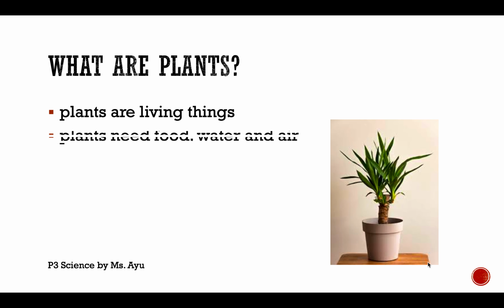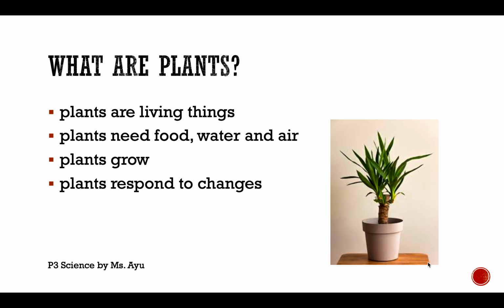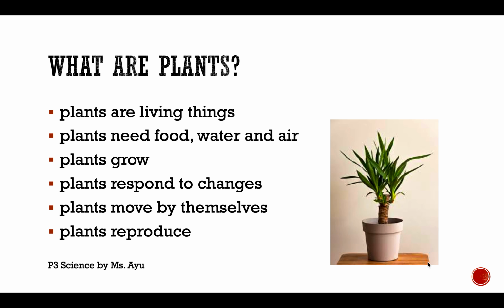Plants are living things. Of course, plants need food, water, and air to stay alive. And then plants grow. Plants also respond to changes, although they cannot respond to changes instantly. But still, plants respond to changes. Plants move by themselves. And plants also reproduce. One more thing that you need to know is that plants can make their own food with the help of the sunlight.